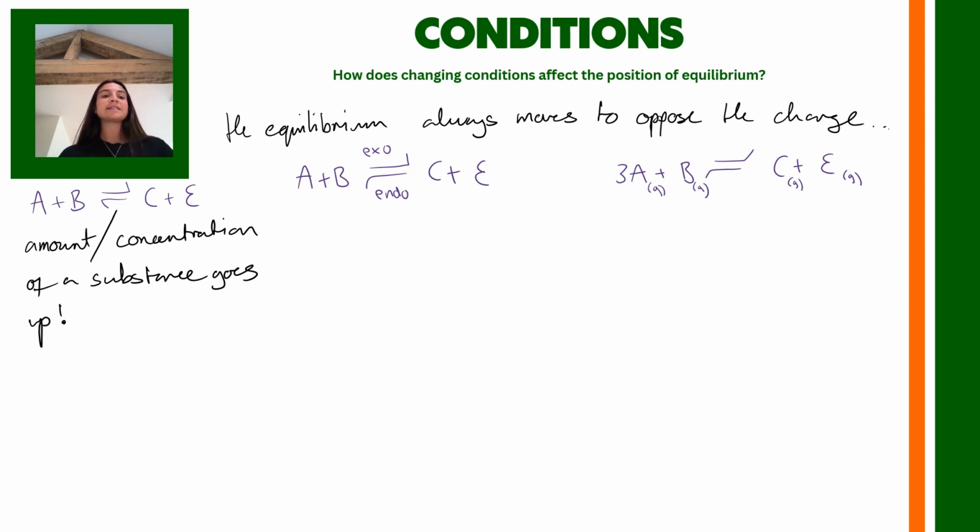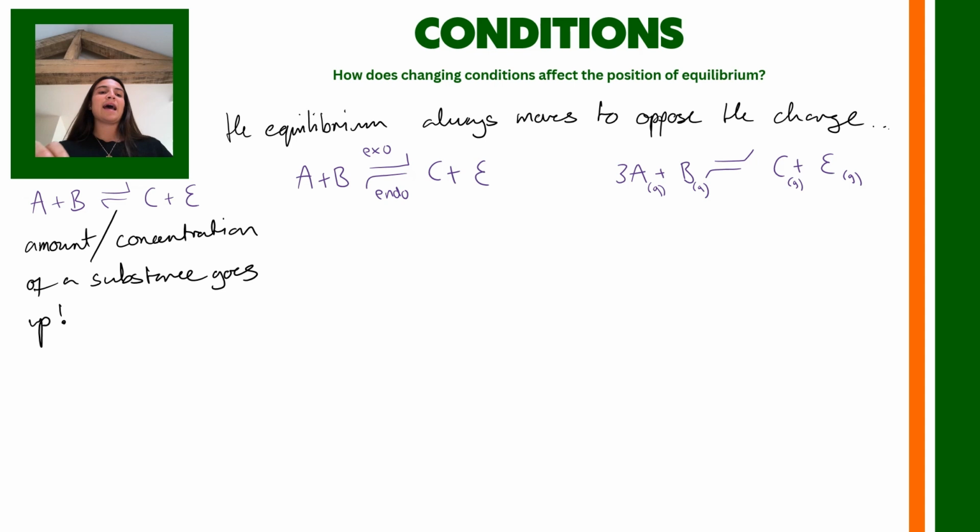Okay, so let's say, for example, here we've got A plus B. Those are going to be our reactants, and they give us C plus E, and the reverse, our products. So what happens if I add more of A, my reactant here? So I change the condition by changing the amount of one of these substances. Well, if I add more of A, what that tells me is the equilibrium is going to move to oppose the change. In other words, we are going to try and take some A away by changing my equilibrium position.